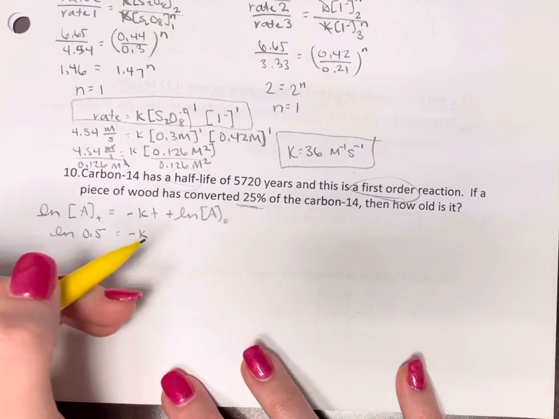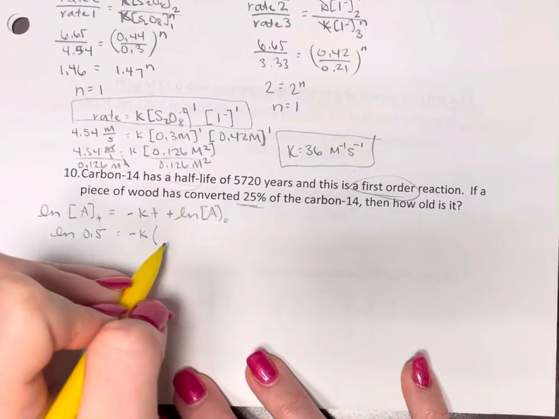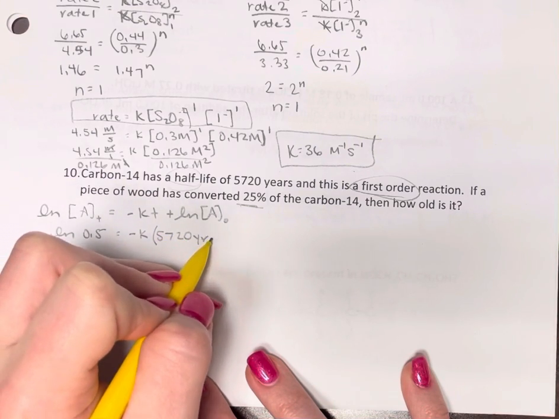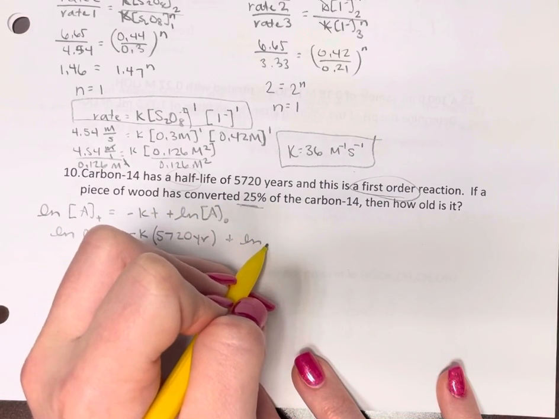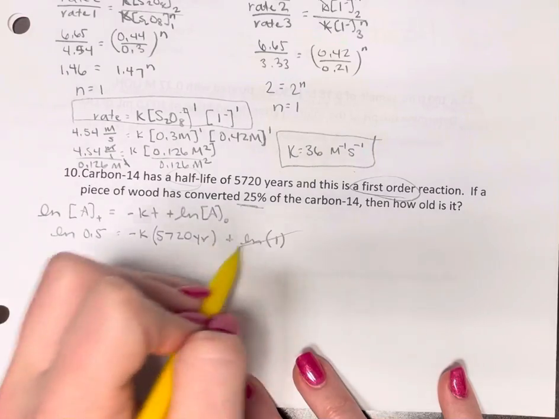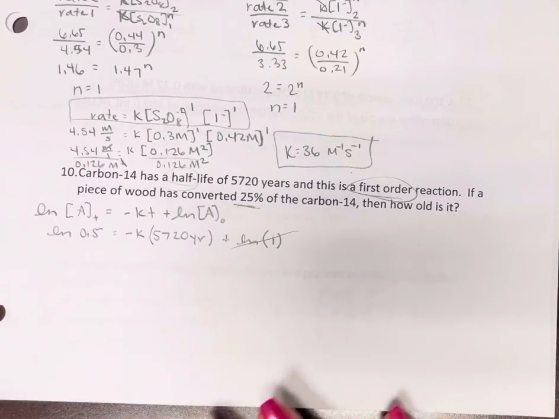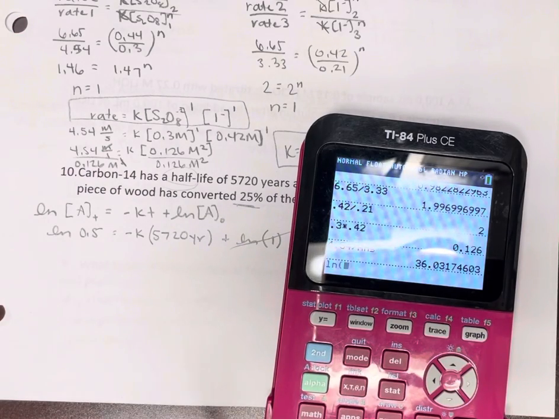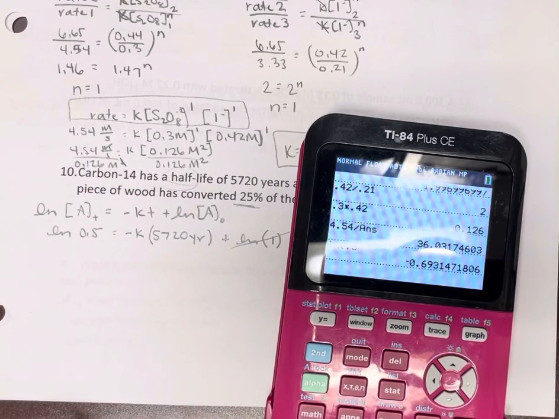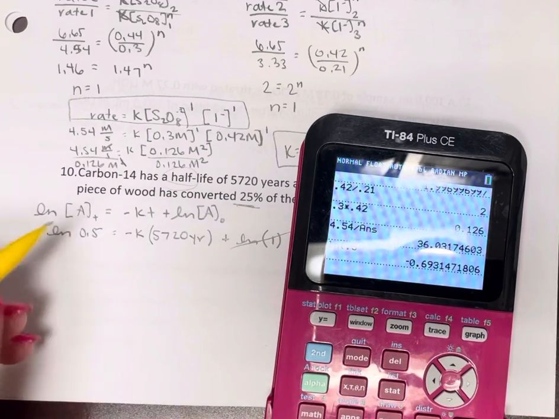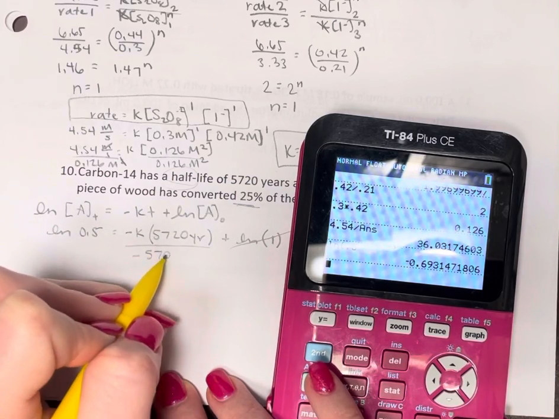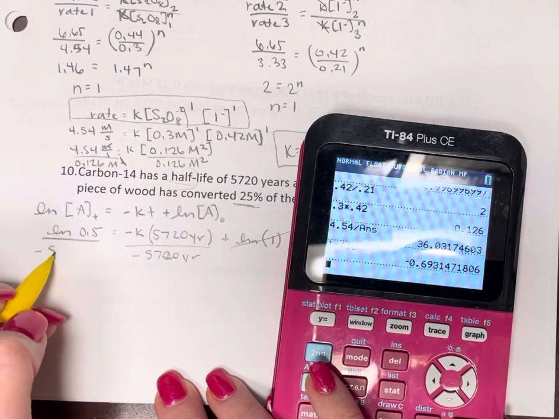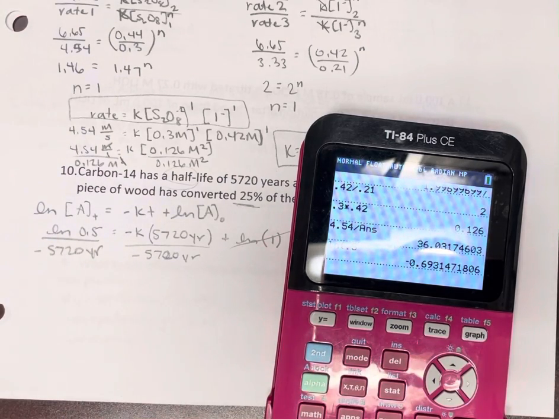Negative K. It tells us the half-life, 5,720 years, plus the natural log. Here we're starting out with 100% or all of it. Natural log of 1 is 0. All right, so let's do natural log of 0.5. All right, here let's divide this by negative 5720 years. So divided by negative 5720.